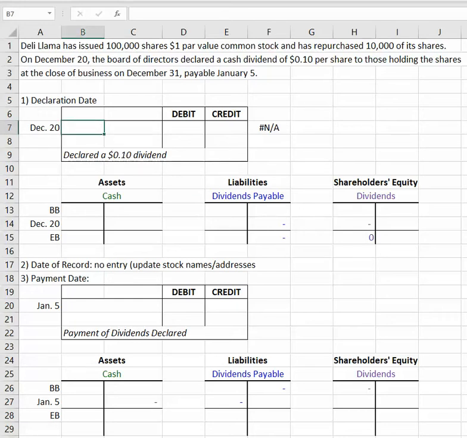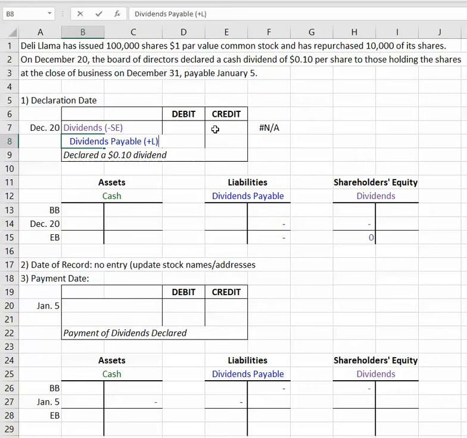At that date, they have an obligation. They have to record the dividend, and in this case, they're going to debit dividends. That makes shareholders' equity go down, and then they're now liable. Prior to that, there was no obligation to pay a dividend, but as soon as they announce it, they have to record the liability.